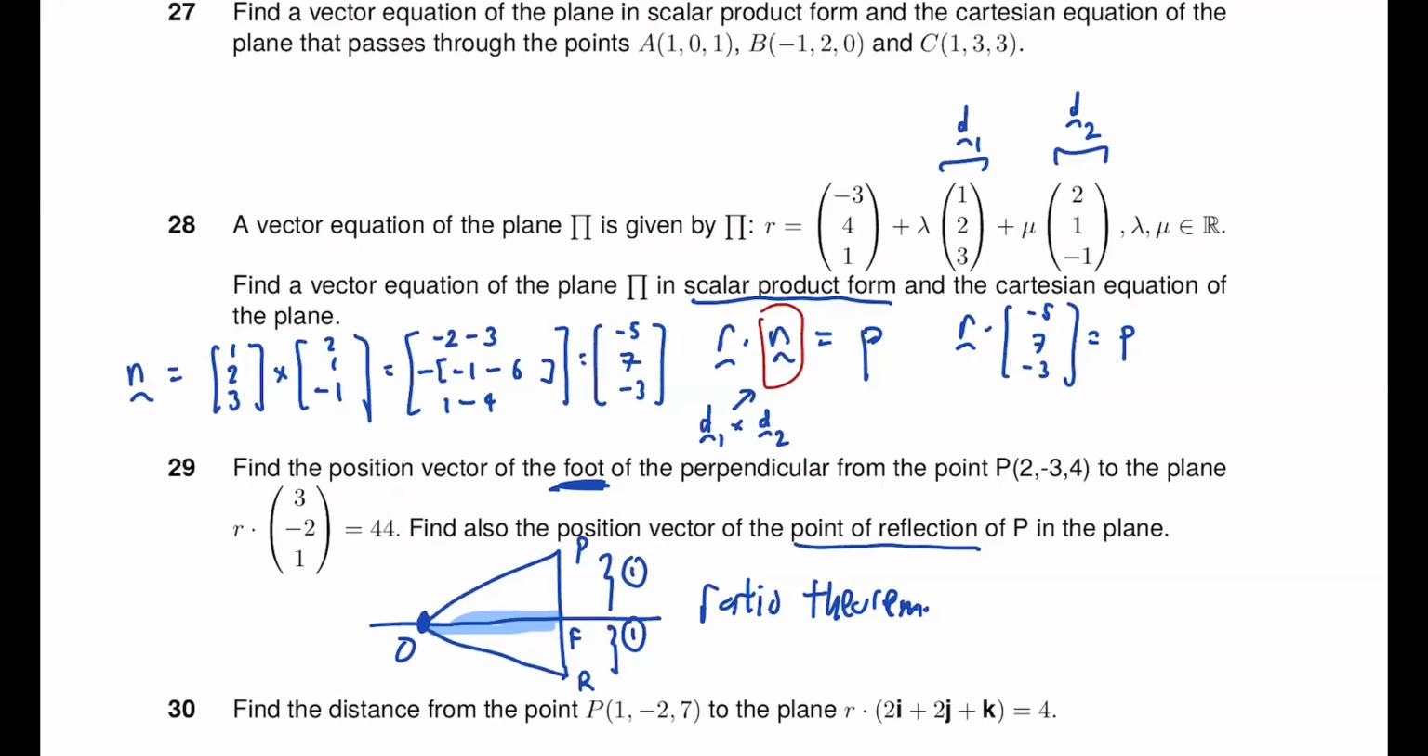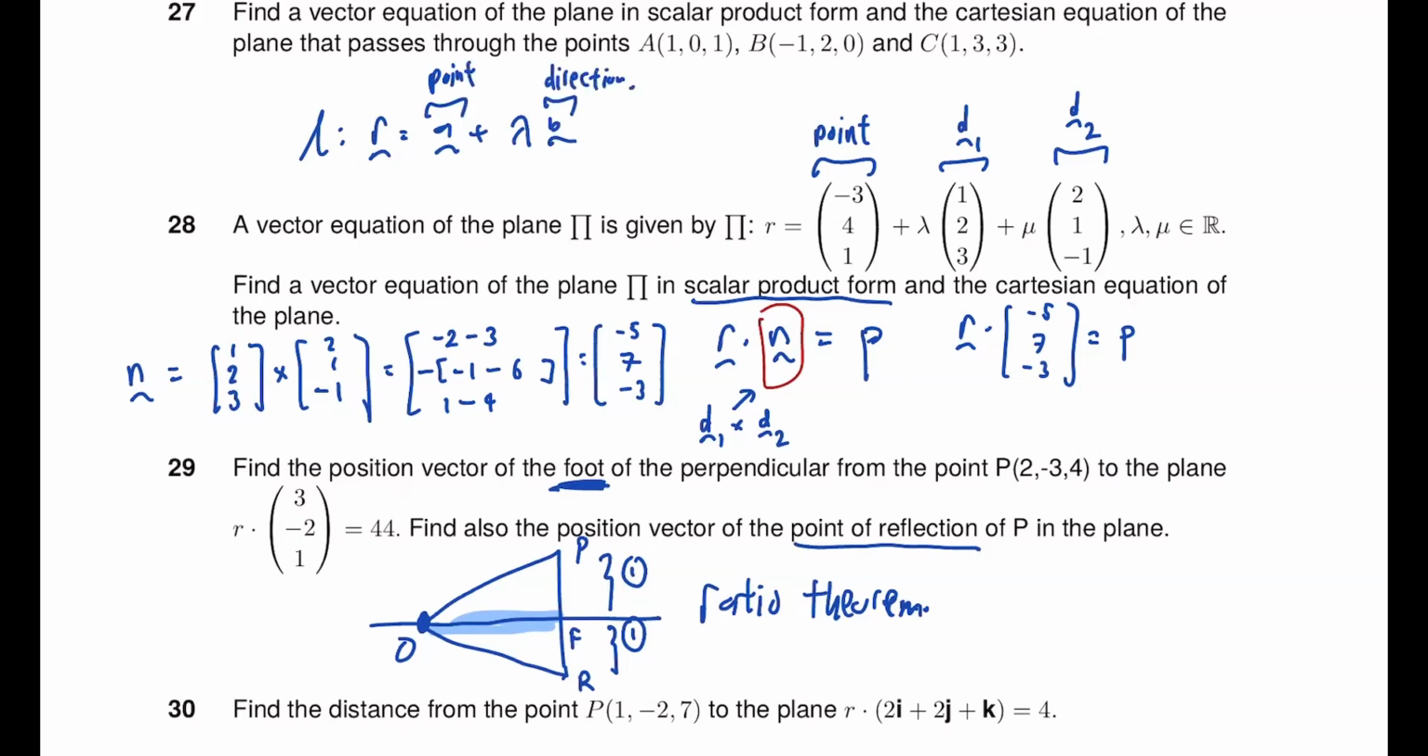The negative 3, 4, 1. Very good. This is a point on the plane, just like a point on the line, right? When you got the line L, you got r equals a plus lambda b. This a here is a point on the plane. That b there is the direction vector.